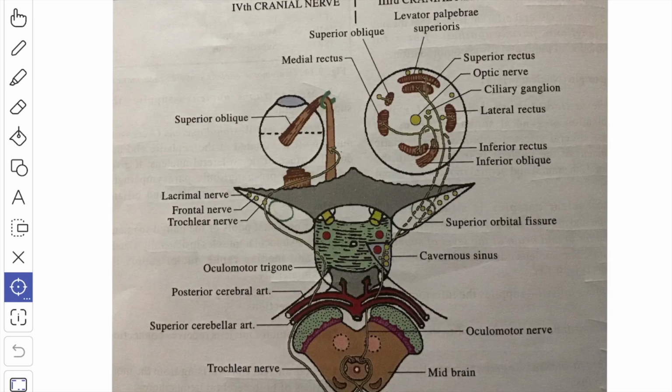This is the diagrammatic picture to show the origin and the course of the oculomotor nerve. Here you can see the nuclear complex of the oculomotor nerve, which lies in the periaqueductal gray matter of the midbrain at the level of the superior colliculus. The fibers which arise from the nuclear complex pass forward, forming a series of convex lateral curves through the tegmentum of the midbrain and through the red nucleus of the midbrain.